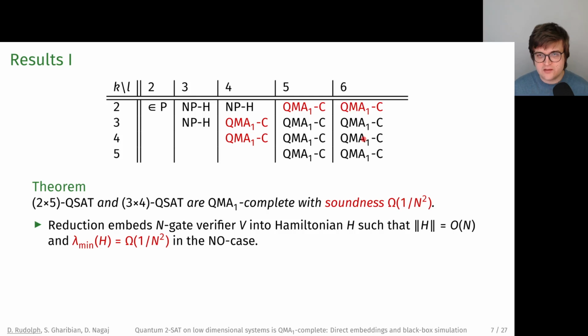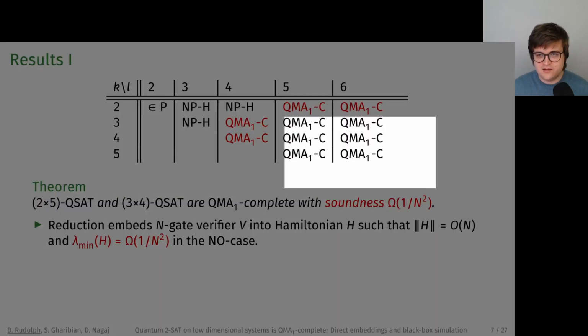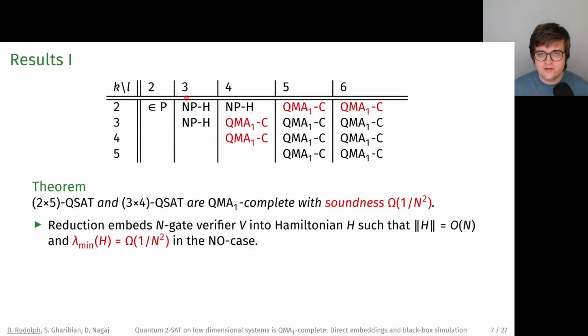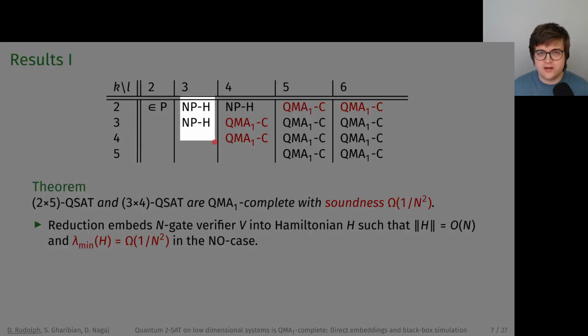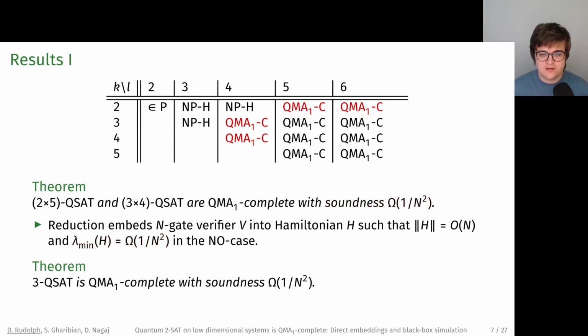Here we have a table summarizing all of our results. So the main results are 2x5 and 3x4. Then you get everything to the right and below for free. And these were the results of Eldar and Regev. And these NP-hardness results were from Nagaj. And the P result from Bravyi. We also show that the 3-QSAT problem is QMA1-complete with a soundness of 1 over n squared. So this is an improvement of the same result from Gosset and Nagaj, who only had 1 over n to the 6th power.